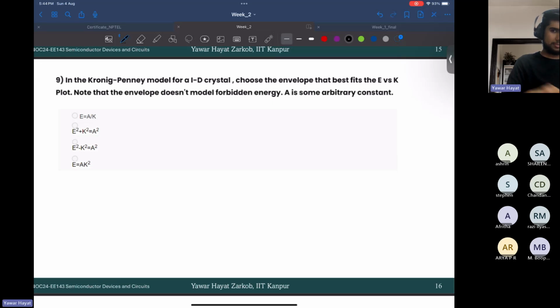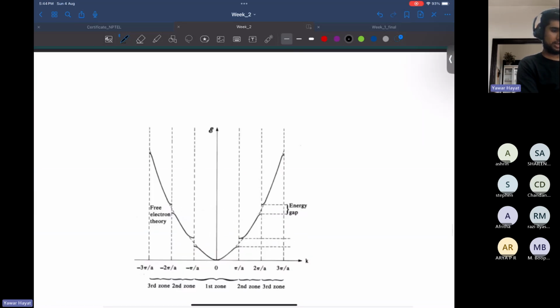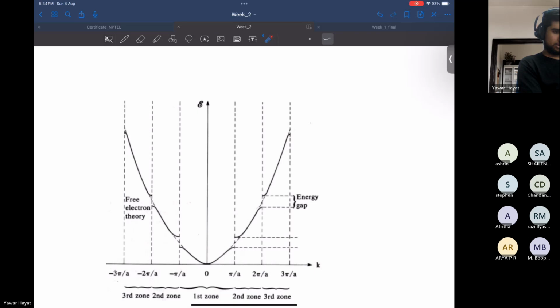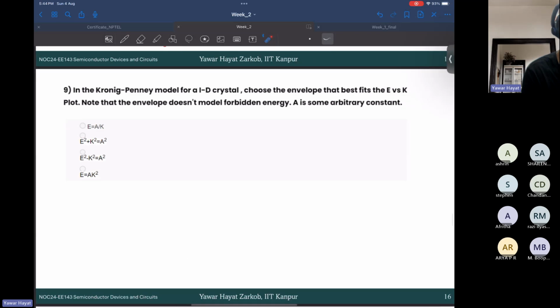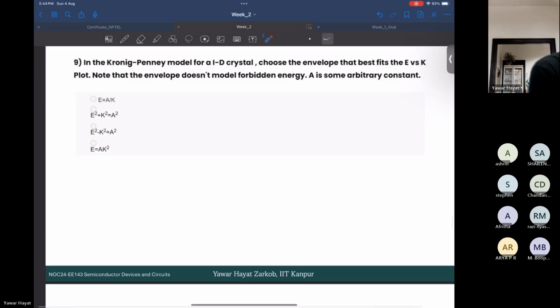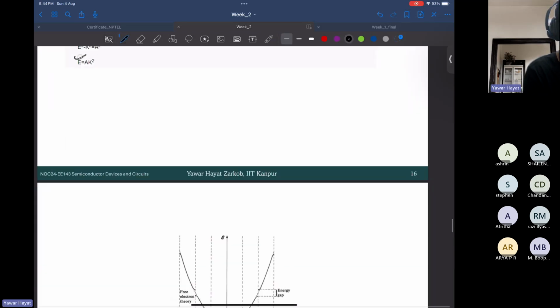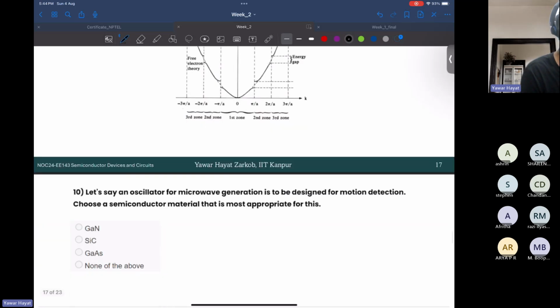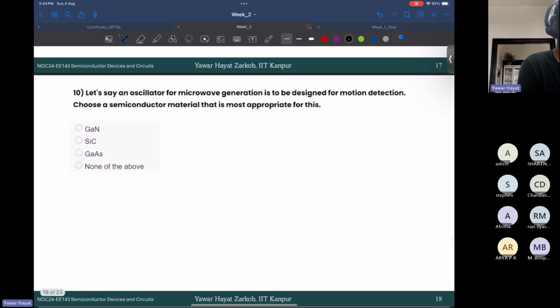You all saw that parabolic relation, right? In terms of k square. We are ignoring the forbidden energies because we don't need to model them. Apart from that, this portion is modeled by this expression here. This is actually self-explanatory. It's a parabolic expression, so I won't go into the details. Now the next one.